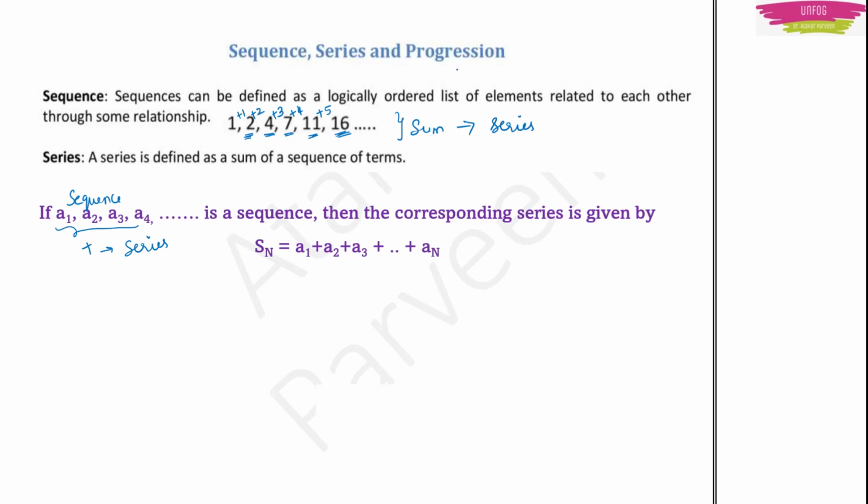Now third is progression. In progression, there are three types. Three types of progression are there. One is arithmetic progression. Second is geometric progression. Third is HP, harmonic progression. Okay, so these are the alphabets we use to denote them: arithmetic progression AP, geometric progression GP, harmonic progression HP.